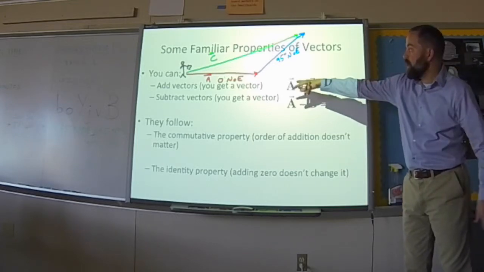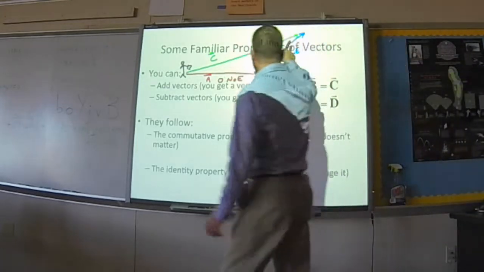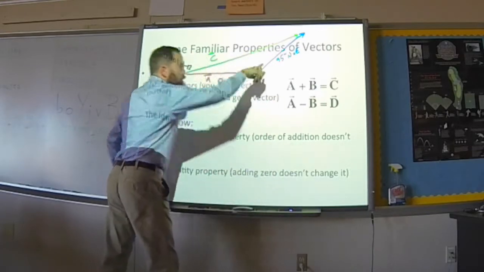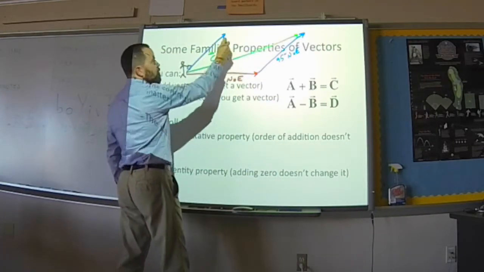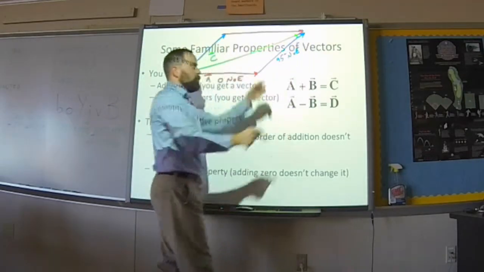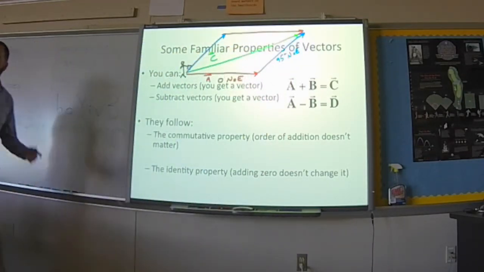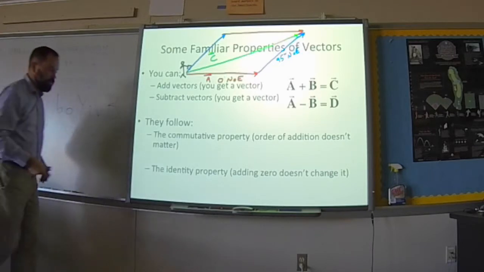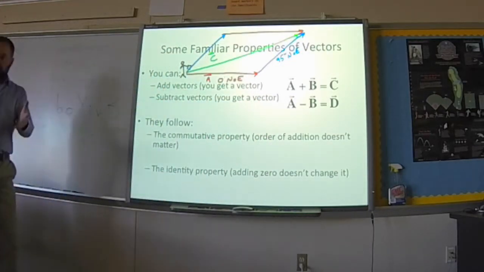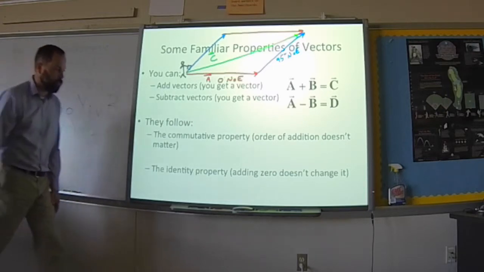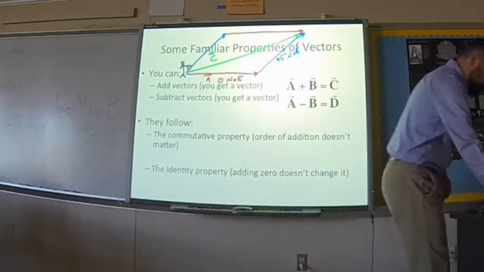So B plus A. All right, what if we took this guy right here and went up first? Did B first and then A. Would we get the same spot? You got it, absolutely. So the commutative property, order, it doesn't really matter. But changing signs, yeah, absolutely, because vectors depend upon signs.